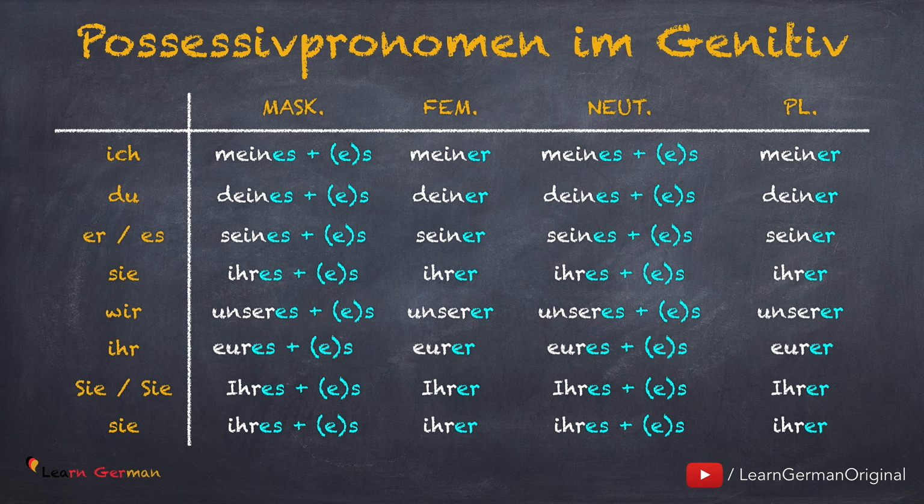Similarly, the genitive article for feminine and plural will just take an er at the end. Mein will change to meiner, dein will change to deiner, and so on. In genitive, you should basically remember that the articles for masculine and neutrum are the same, and for feminine and plural are the same.